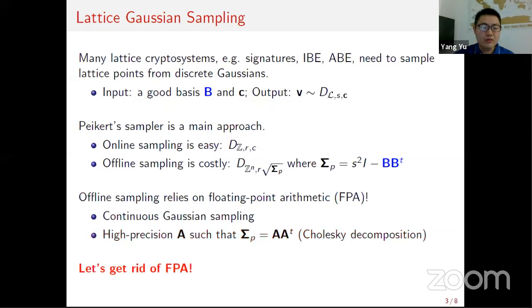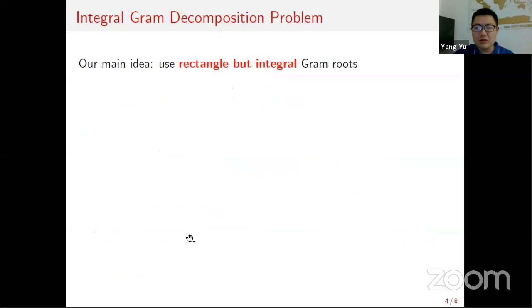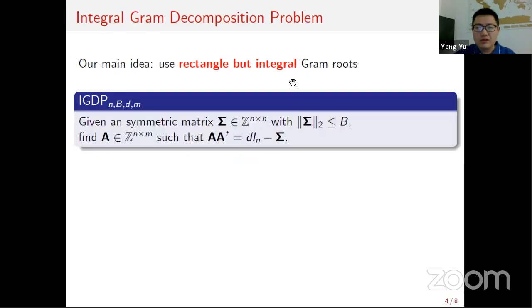Because floating point arithmetic has some drawbacks, we want to get rid of it in the whole lattice Gaussian sampling. This is the motivation of this work. And our main idea is to use a rectangular but integral gram root to replace the previous square but real Cholesky root. To this end, we formally studied the integral gram decomposition problem, IGDP.